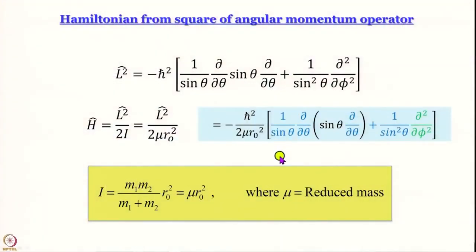The last discussion we had in the previous module was that we started with the L square operator. We realize that the Hamiltonian is bound to be this L square operator divided by 2I. Hence, we got minus h cross square by 2 mu r 0 square multiplying 1 by sin theta del del theta operating on sin theta del del theta plus 1 by sin square theta multiplying del 2 del phi 2. And now, we will define the wave function in a particular fashion, and then we will try and separate the equation into individual equations in theta and phi.